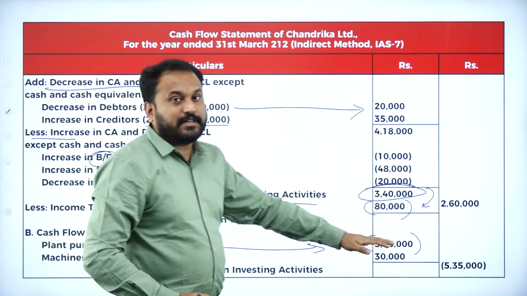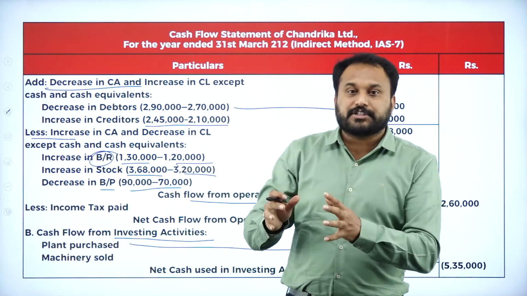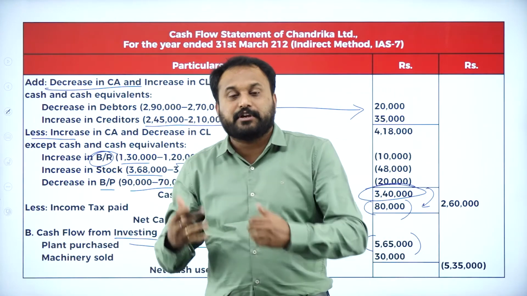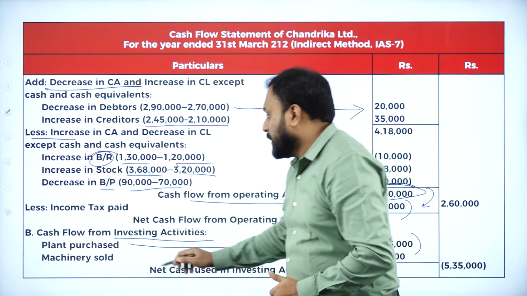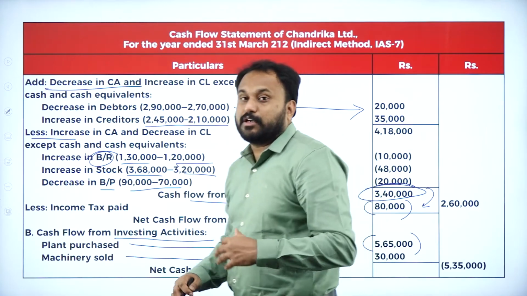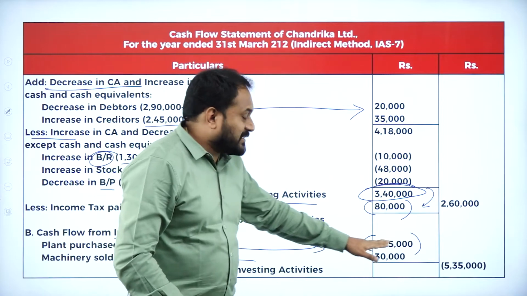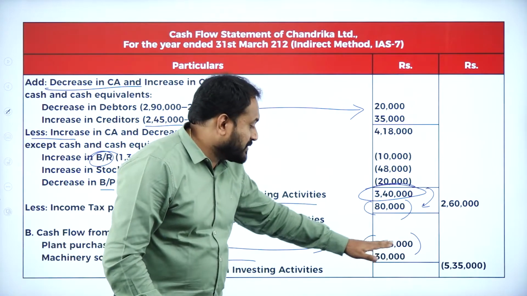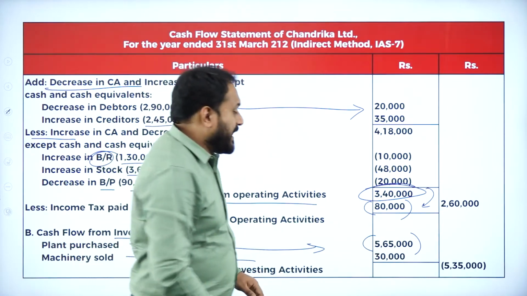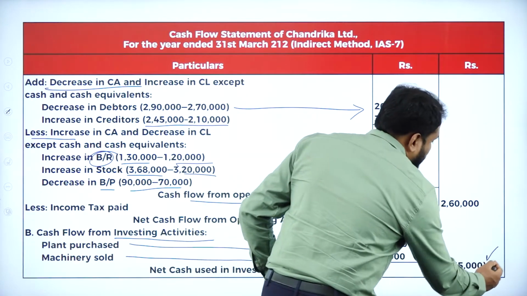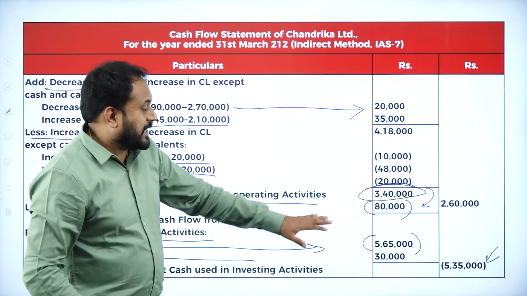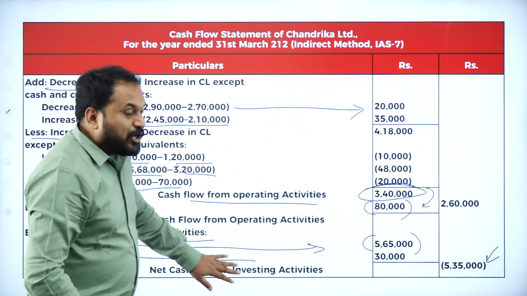After that, there was an old machinery which we sold, and we got 30,000 rupees. So machinery sold, 30,000, so it is positive. Now minus 5,65,000 plus 30,000 is what? Minus 5,35,000. So we got it here. Done. So this is my investing activity.